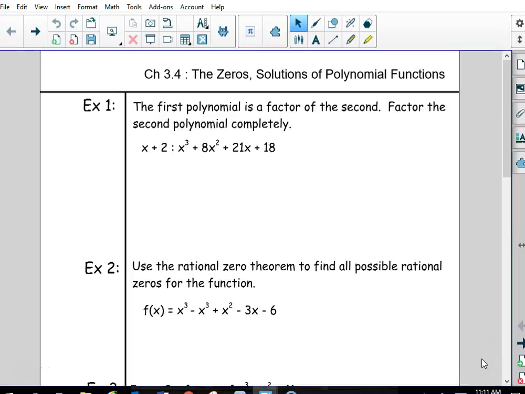Okay, so we're into factoring polynomials, and example 1 gives us a factor of a polynomial that follows, so let's factor the second polynomial completely. I want to remind you how to do synthetic division.